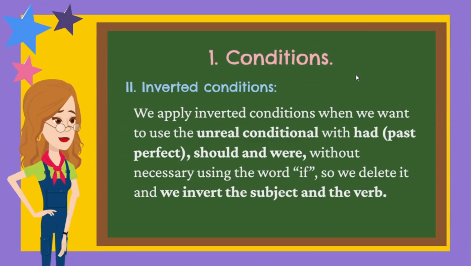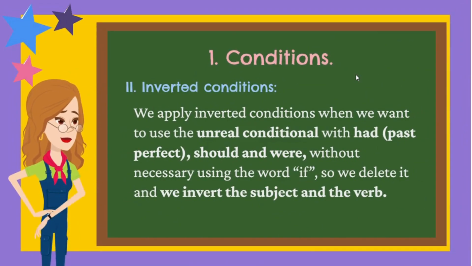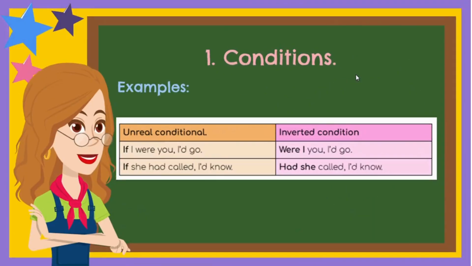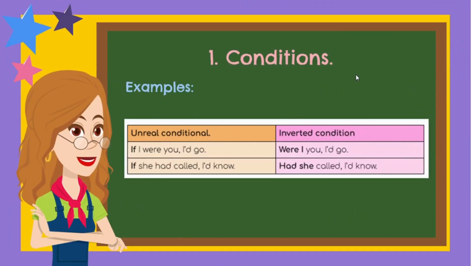So next we have the inverted conditions. We apply inverted conditions when we want to use the unreal conditional with had, should, or were without necessarily using the word if. So we delete it and we invert the subject and the verb. Here we have two examples. First, we have the unreal conditional using if: if I were you, I'd go. But in the inverted condition form, it will go like: were I you, I'd go. And if she had called, I'd know. And had she called, I'd know.